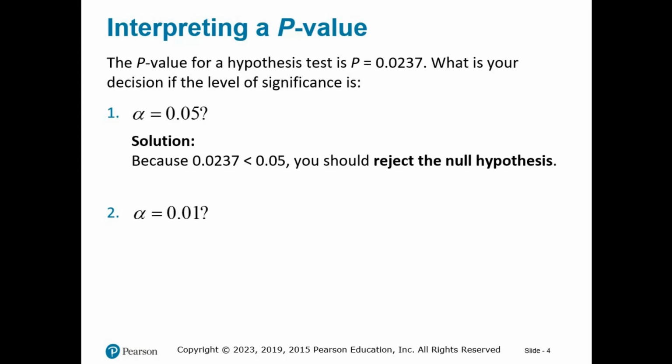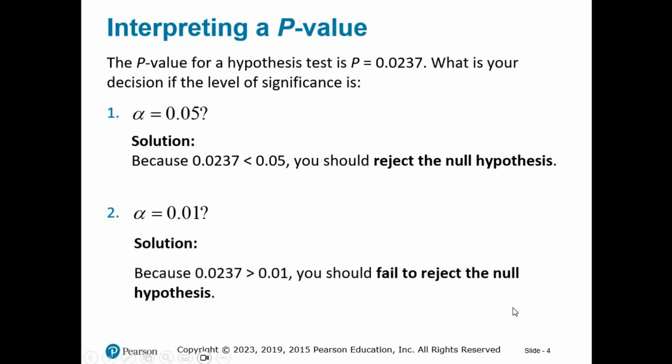Okay, next one. The p-value is the same, p equals 0.0237, but this time alpha equals 0.01. What is our decision? Our question is, is 0.0237 less than 0.01? No, it is not less than 0.01. So what do we do in this case? Well, we fail to reject the null hypothesis. We do not have the evidence to support rejecting the hypothesis in this case.